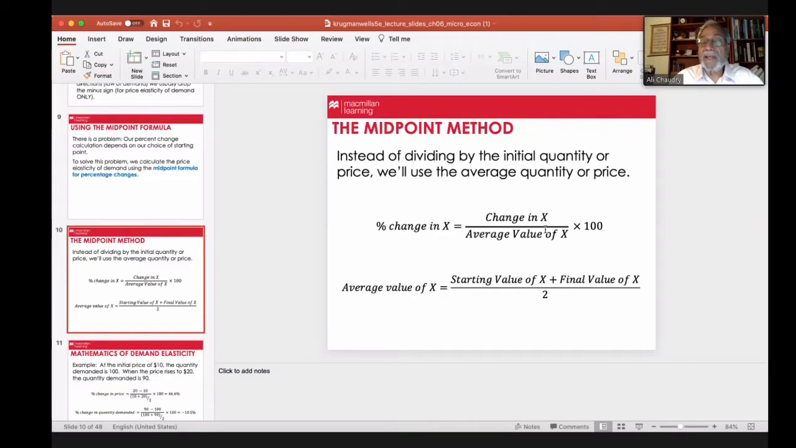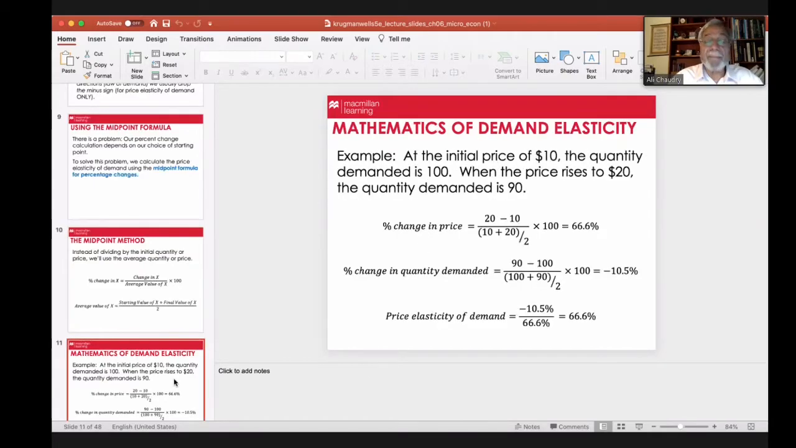So the midpoint method says that instead of looking at the elasticity of demand at point A or point B, it is more sensible to consider the range between those two points. And that is how we calculate that. So here's an example of the actual calculation.